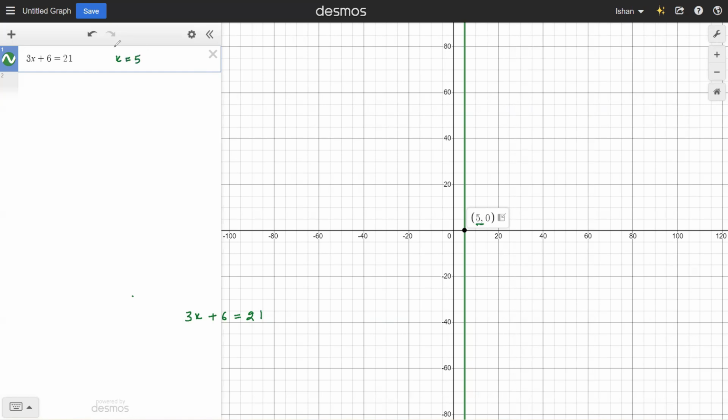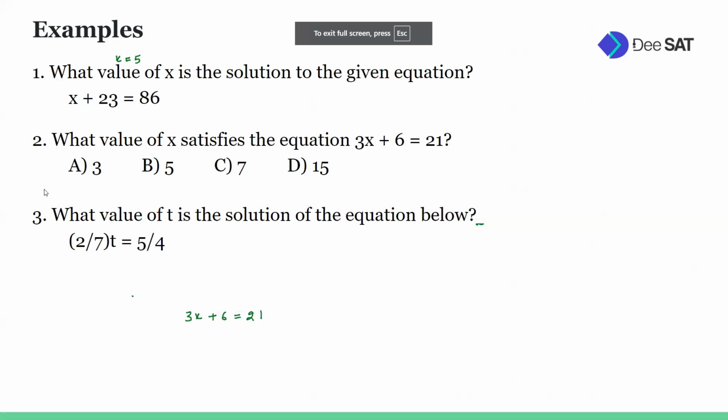Or you can use the regression way. In that way, you need to change the x to some another value. You can use x1 or a or b, any variable except x and y. So I'm using 3x1 plus 6, the sign of regression equals to 21. You will see the value of x1 is 5. In this way, you can easily find the answer. So the correct answer for this particular equation is 5.